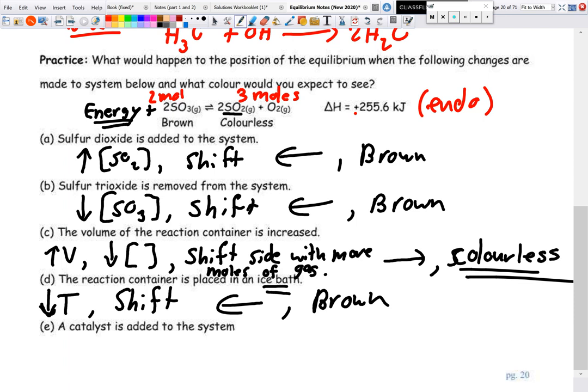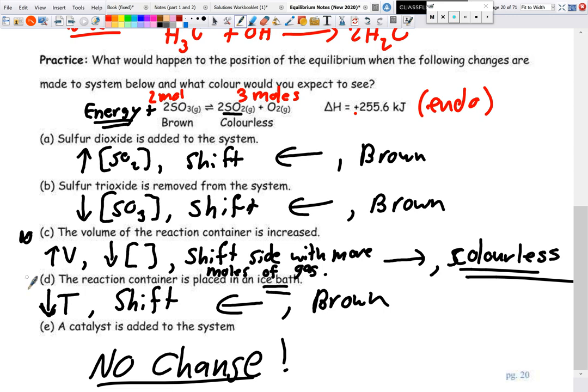Finally, a catalyst is added to the system. Remember, catalysts do nothing, so no change whatsoever. So definitely C and D are new ones, but that is perfectly okay because in our workbook there's going to be a lot of different examples and stuff like that.